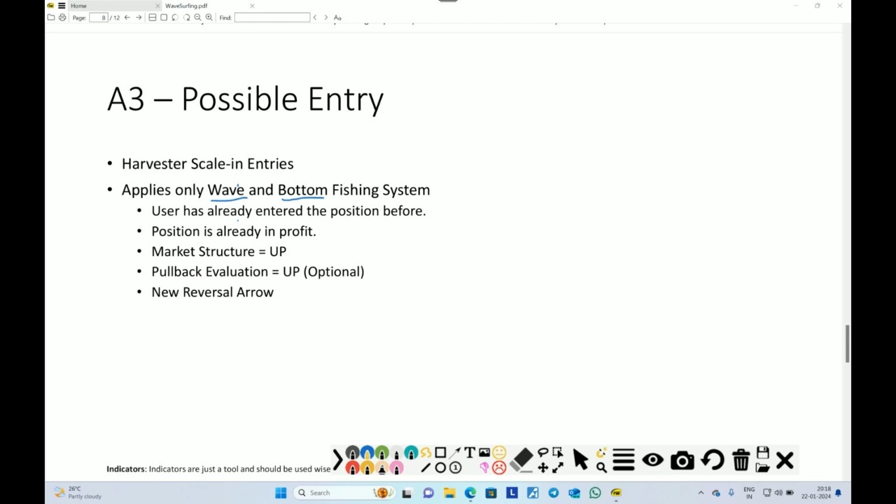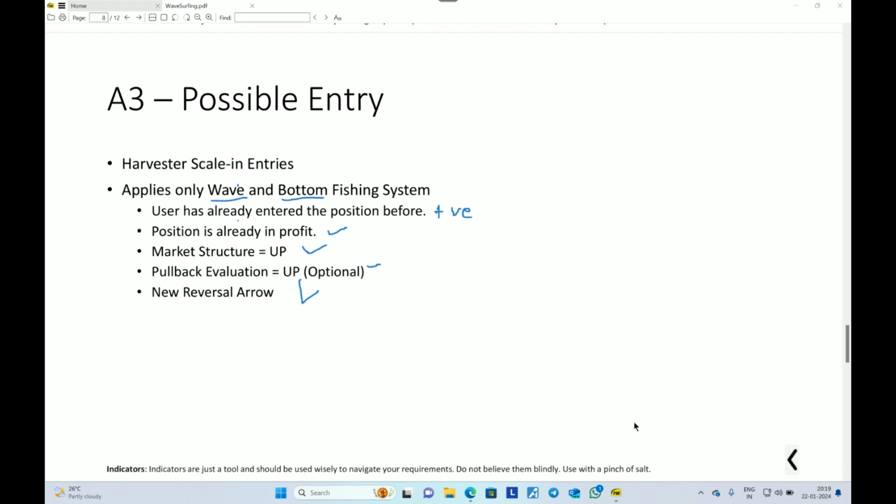Okay, the user has already entered the position before and is also positive, meaning the position is already in profit. Okay, market structure is up, pullback evaluation is optional, and there is a new reversal arrow. It's pretty simple actually. So you have got the A1 or A2 setup already, and you are already in profit, and you wanted to scale in basically. Okay, right? So in that case, you can easily add a scale-in using the plain reversal arrows. Okay. So how do you do that? Let's dive deep into the chart.